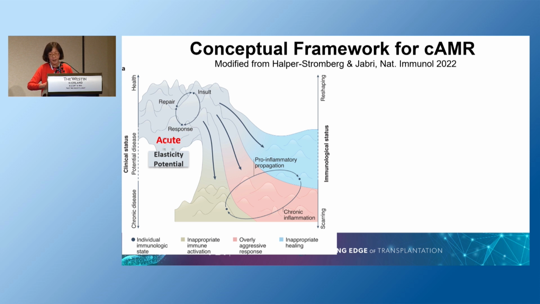And this, over time, results in a change in this healthy state. So you lose this elasticity potential, this resilience, and then you move to a different state that we call this chronic, and in this case, chronic AMR state. And this state now is marked with immunological and tissue scars.